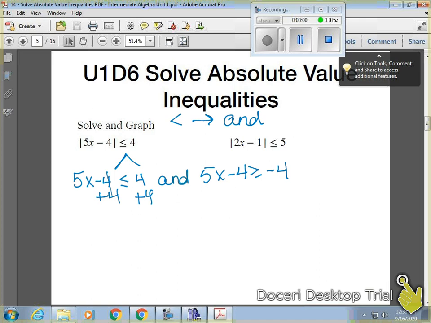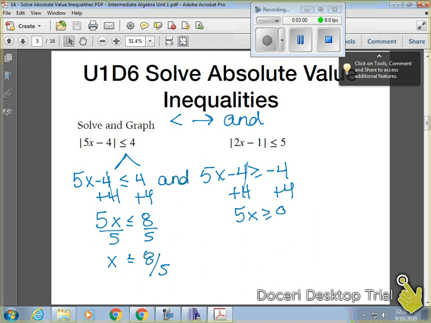Adding 4 to both sides, I get 5x is less than or equal to 8. Dividing both sides by 5, x is less than or equal to 8/5. On the second part, adding 4 to both sides, I get 5x is greater than or equal to 0. Dividing both sides by 5, I get x is greater than or equal to 0.